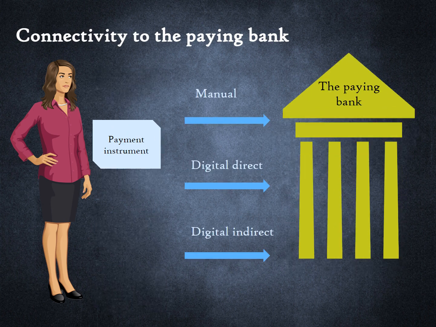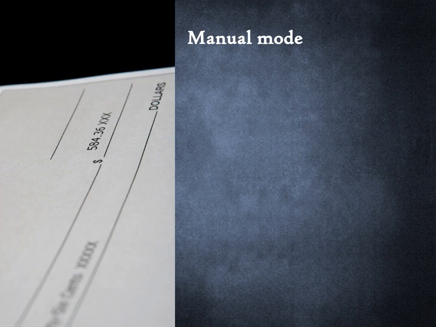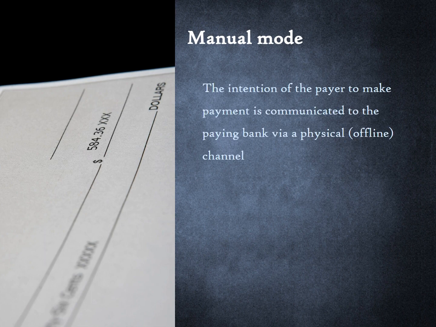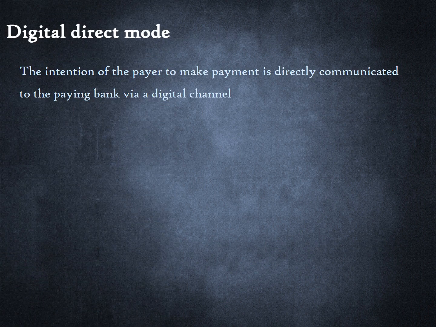There are broadly three methods by which Alice's intention to make a payment is communicated to her bank. These are manual, digital direct, and digital indirect. Next, we will learn what these mean. In the manual mode, the intention of the payer to make payment is communicated to the paying bank via a physical, non-digital channel. The most common example of this is a paper check that is physically presented to the paying bank by the beneficiary. In the digital direct mode, Alice's intention to make a payment is directed digitally to the paying bank without any intermediary.